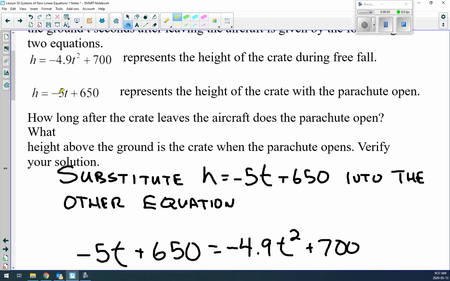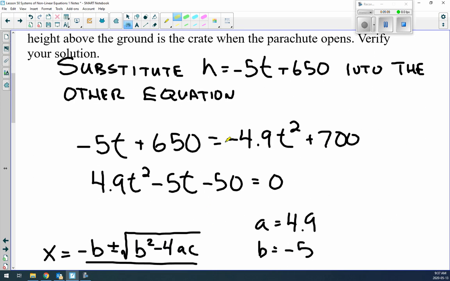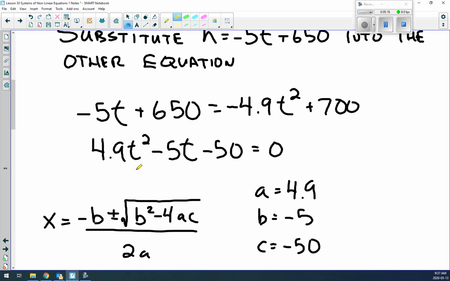So this negative 5t plus 650 equals negative 4.9t squared plus 700. You can see that's what we did right here. Because they both equal h, they both equal each other. Okay? So then you work through this and you get this quadratic form.